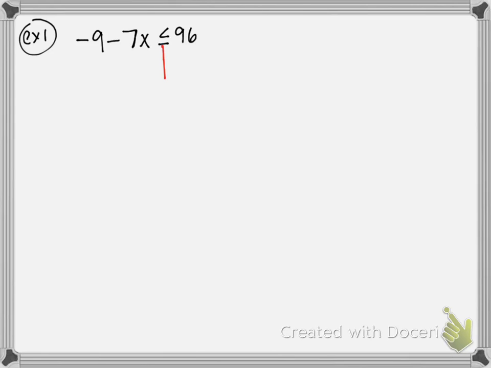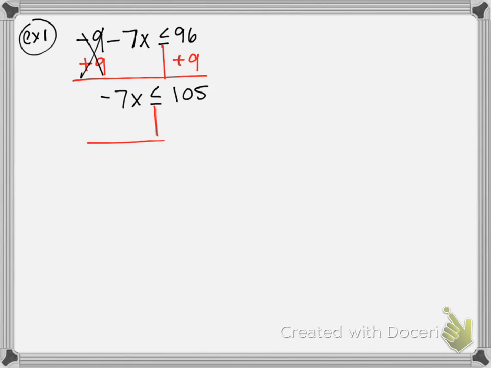First, I do need to move this negative 9 by adding 9. That's my first step to isolate this x. So this would cancel out. We have negative 7x is less than or equal to 105. After that, we are going to do our second step, which will be divide by negative 7. And so we have x. Since we are dividing by a negative, we're going to flip our sign. And then 105 divided by negative 7 is going to be negative 15.